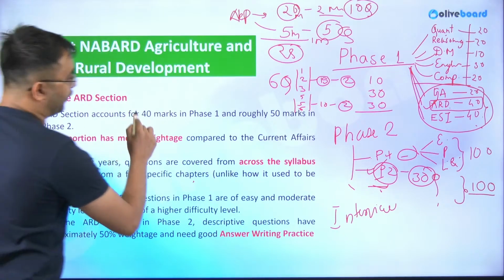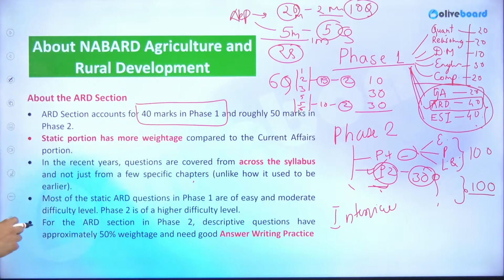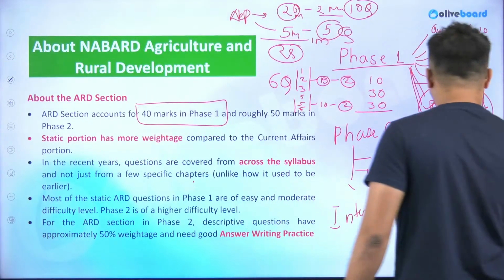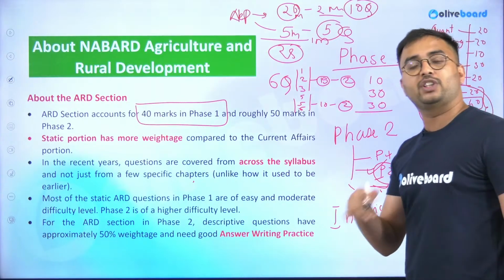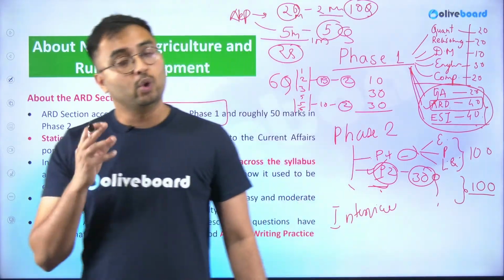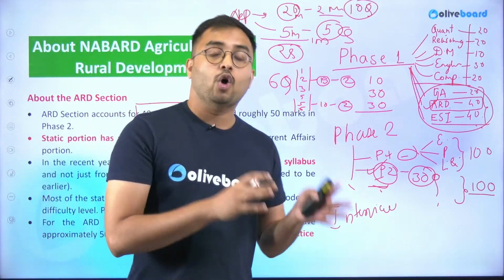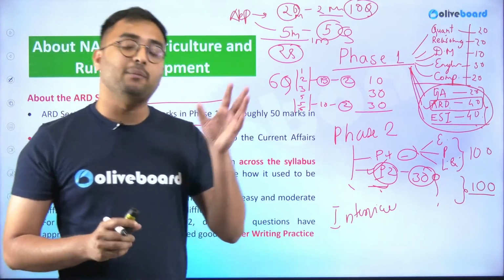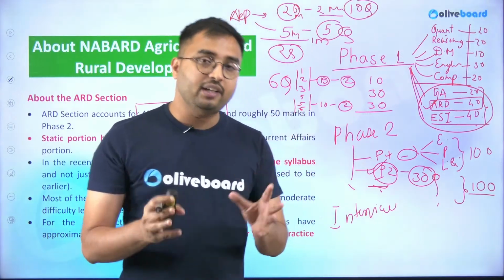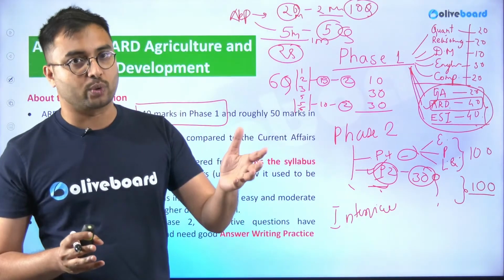The ARD section in phase 1 is written as 40 marks, and these 40 marks are very essential. Why? Because ESI is very dynamic in nature. You don't know which government scheme would be asked, which data and facts would be asked, or which government scheme or PIB news is important. When dynamic topics are considered, it is very difficult to anticipate those questions.